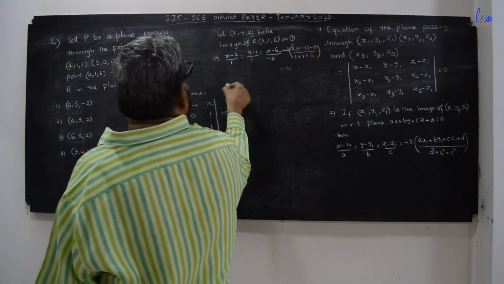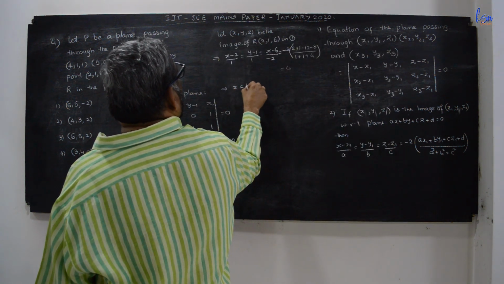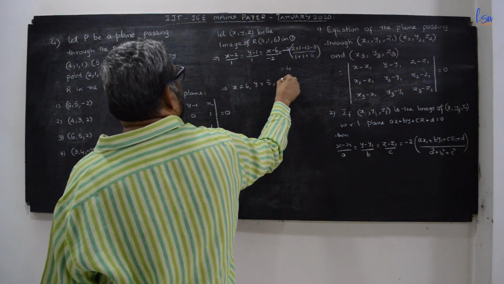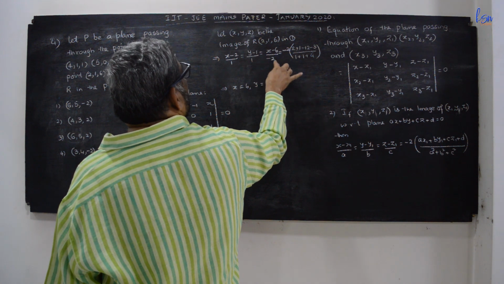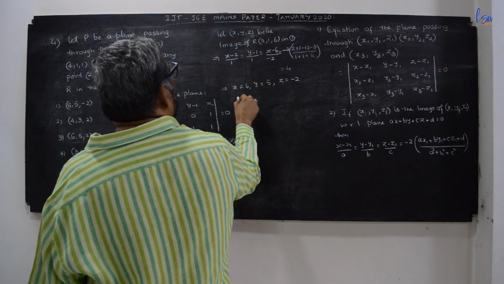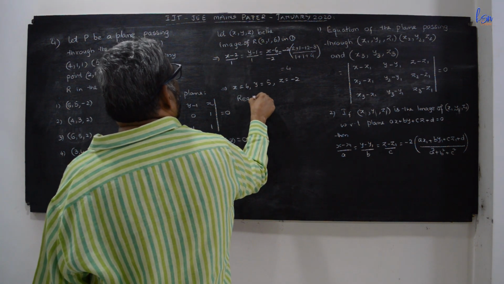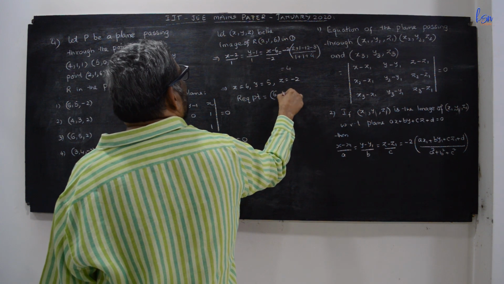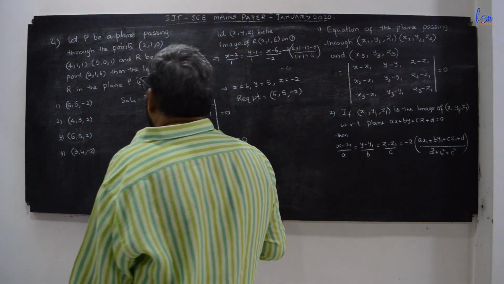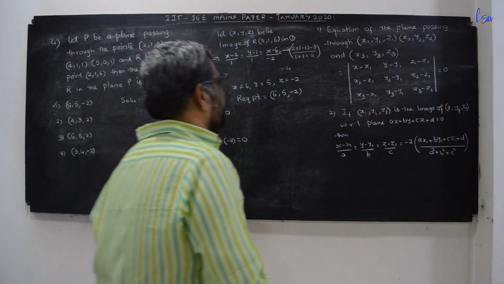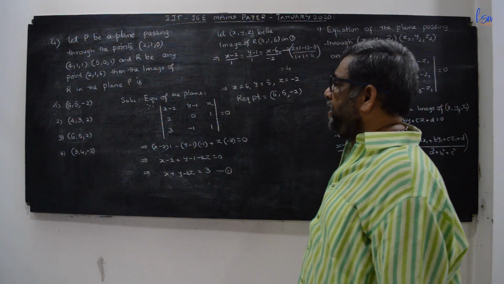This implies x is equal to 4 plus 2, 6; y equal to 4 plus 1, 5; and z is equal to minus 8 plus 6, minus 2. So the required point, that is the image of R in the plane, is 6 comma 5 comma minus 2, which is the first option. So this is the way of finding the image of a point.